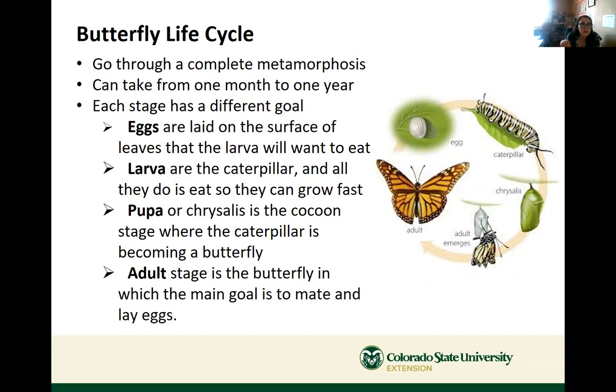And all the caterpillar does is eat. They just want to grow fast, so they eat and eat and eat. And if you're familiar with the children's story, The Very Hungry Caterpillar, you know that that's what they do. They might not be eating chocolate cake like they do in the story, but they're eating lots and lots of leaves. And then next comes the pupa or the chrysalis. This is the cocoon where the caterpillar is wrapped up in this structure and becoming a butterfly. They will emerge from the chrysalis and then they are the adults. The adult stage is the butterfly, and their main goal is to mate and lay eggs.